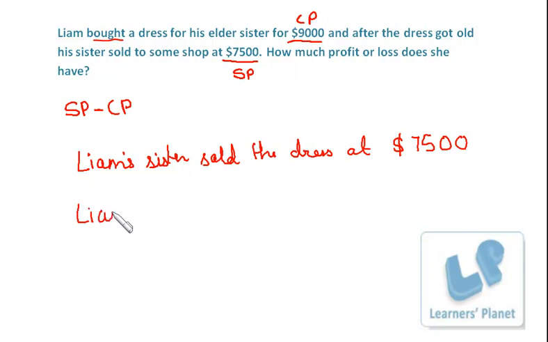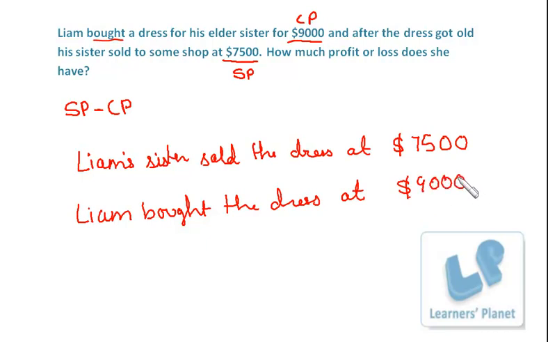and Liam bought the dress at $9,000. Now again it's SP minus CP, so we'll have minus $1,500.